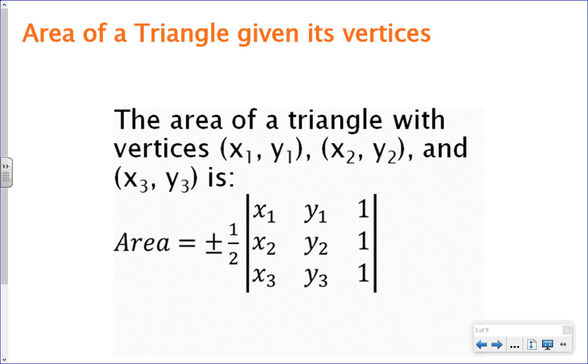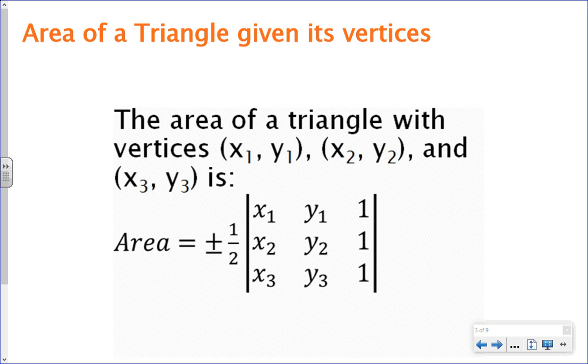So what's happening is we have a 3x3 determinant where you're going to put your coordinates in the x and y columns, and then your third column would be a column of 1s. So x is in the first column, y is in the second column, 1s in the third column. But make sure that your ordered pairs are paired together in the same row. Okay? So this means we're taking 1/2 times the determinant.